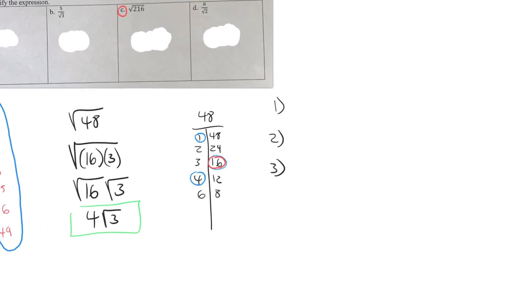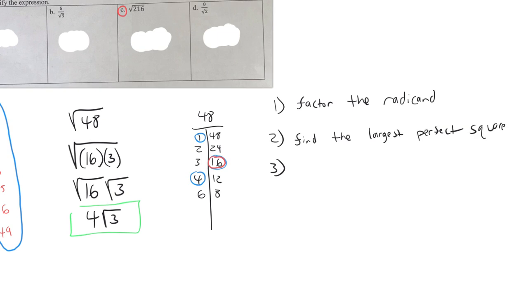So I'm going to keep the steps over here. Step 1, factor the radicand. Okay, that's the number underneath the radical. Step number 2, find the largest perfect square factor. Okay, perfect square factor. And then step number 3, split the radical. I'll say step number 4, apply the square root to the perfect square.